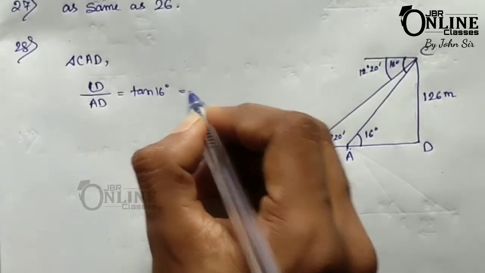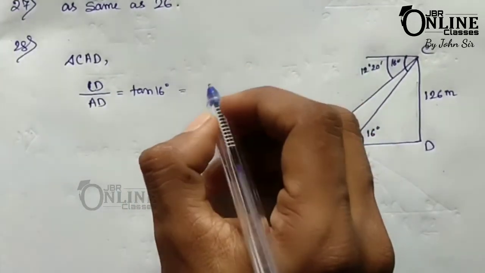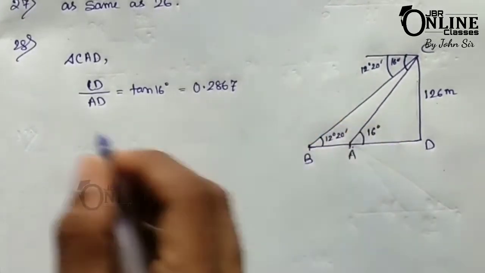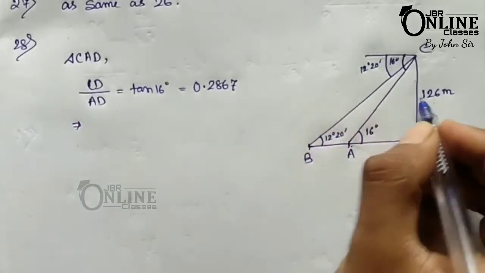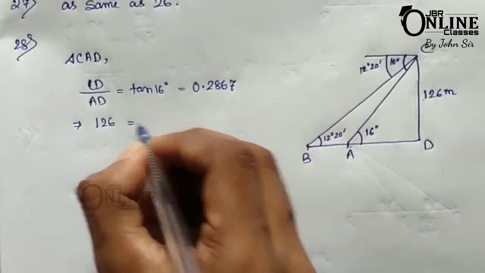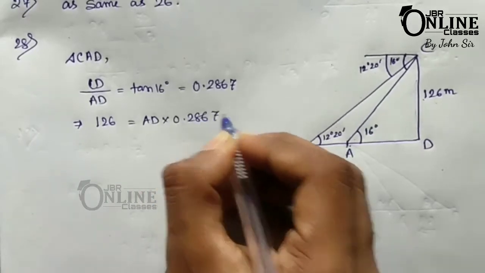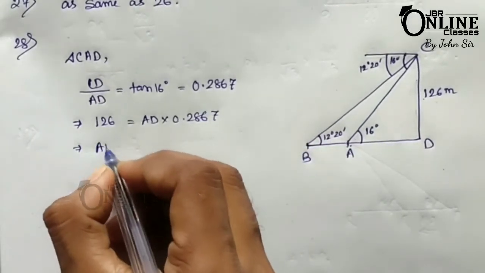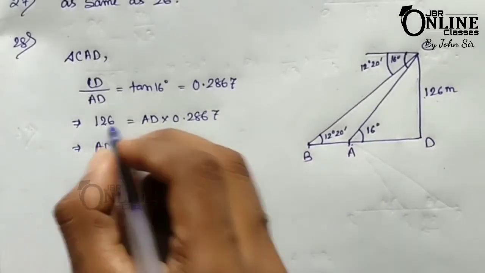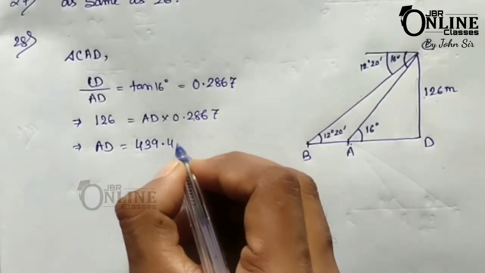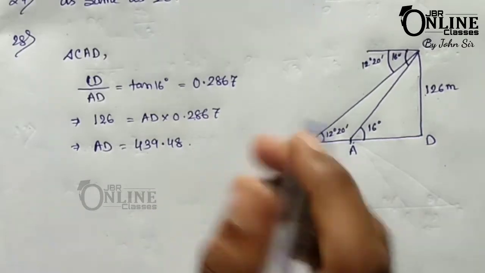So the value of tan 16° you will get in the trigonometry table, and that equals 0.2867. So here CD equals 126. So 126 equals AD times 0.2867. So AD equals 126 divided by this one, and you will get 439.48, correct up to 2 decimals.